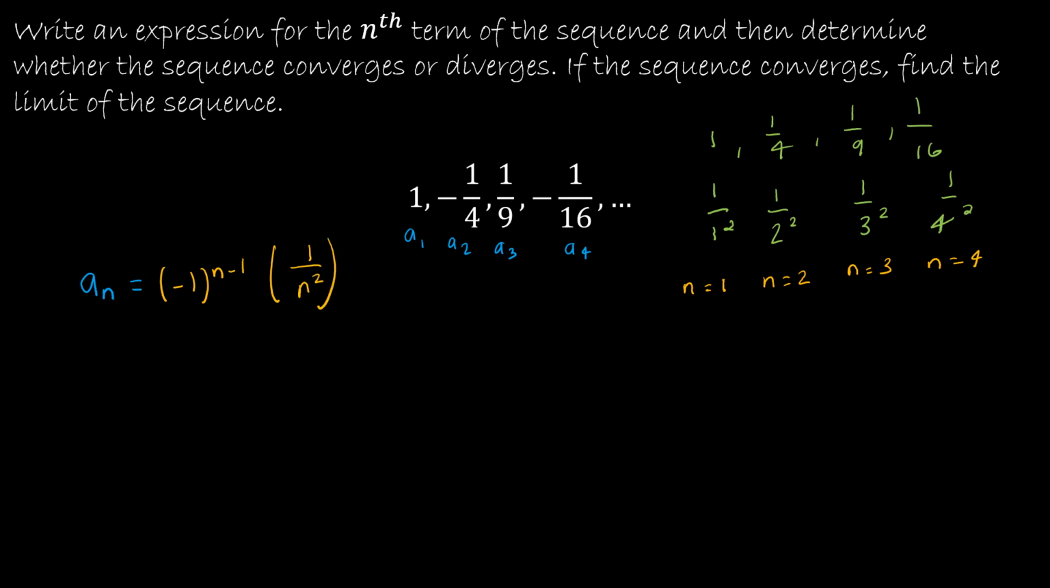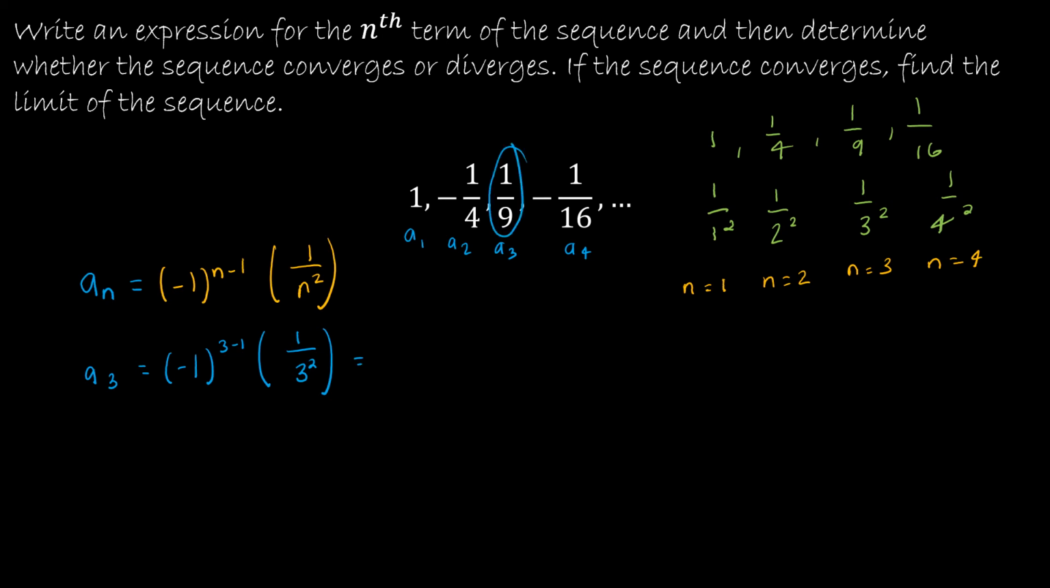Now it's always a good idea to double check, especially when you're dealing with one of these, because it's very easy to forget and put the wrong n or n minus 1. So it's not a bad idea to just double check. Did I do this right? So let's just check a sub 3. Negative 1 to the 3 minus 1, times 1 over 3 squared. Now I should end up with 1 ninth. So let's just make sure.